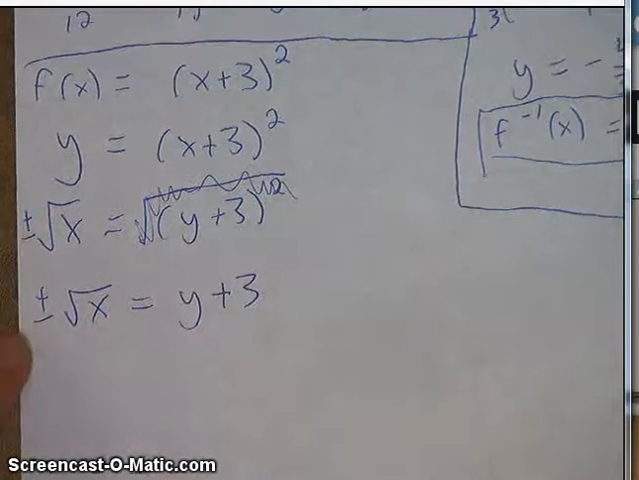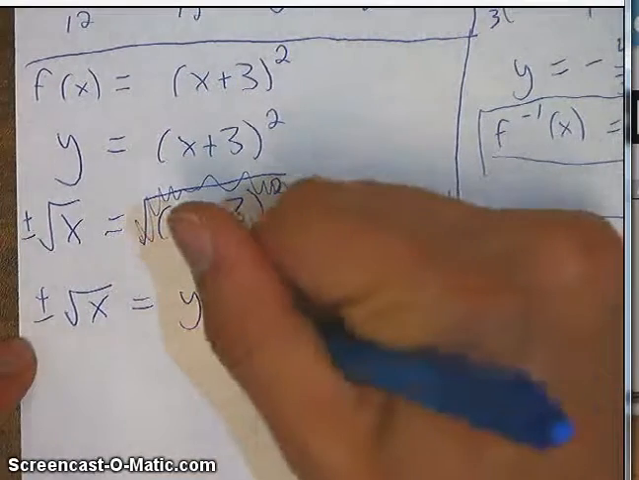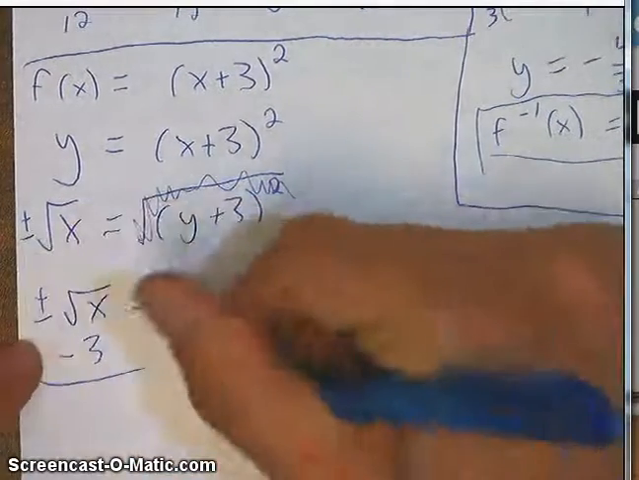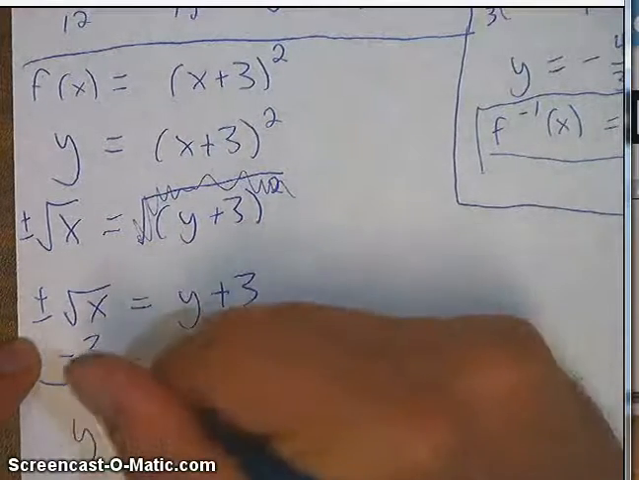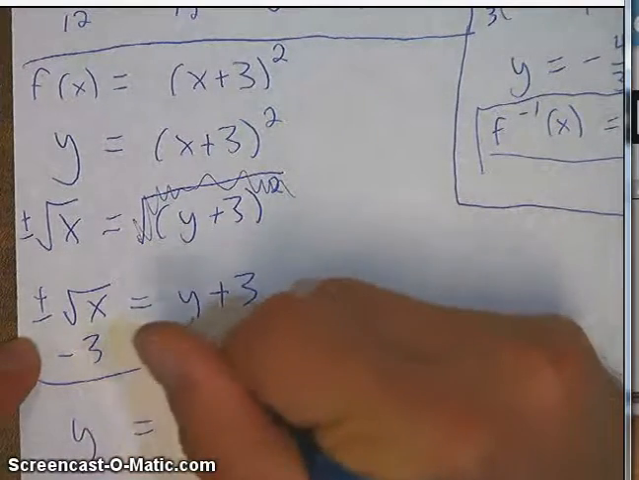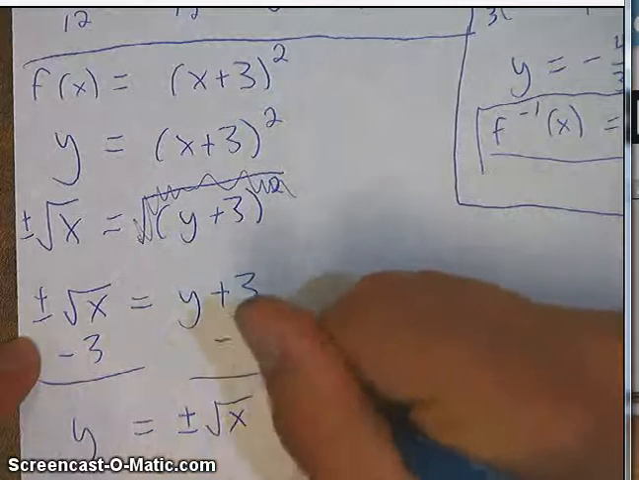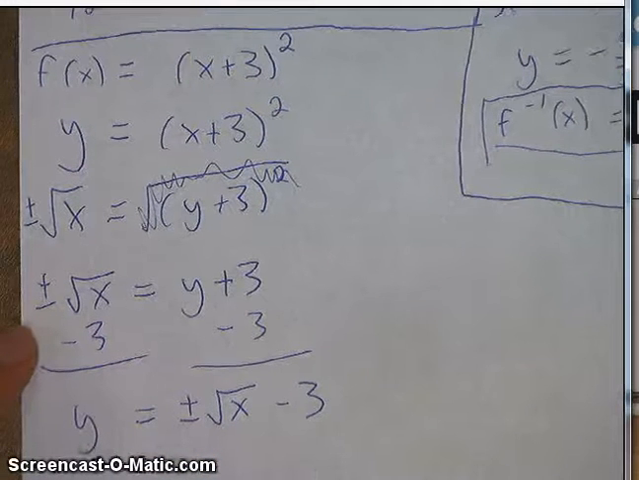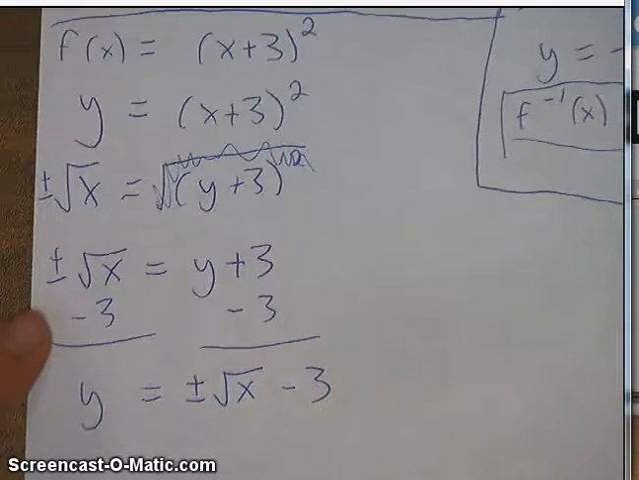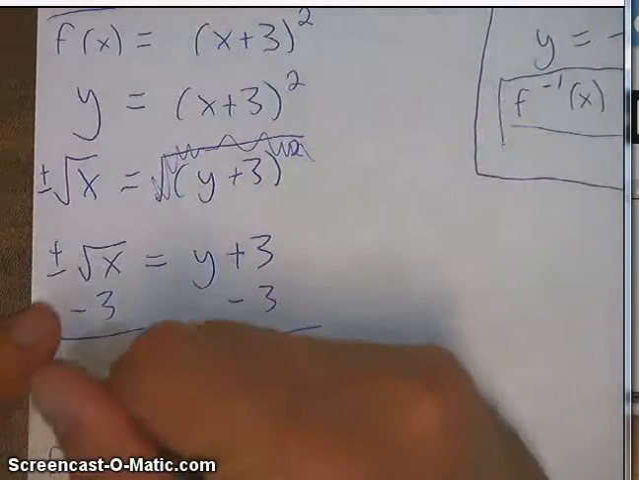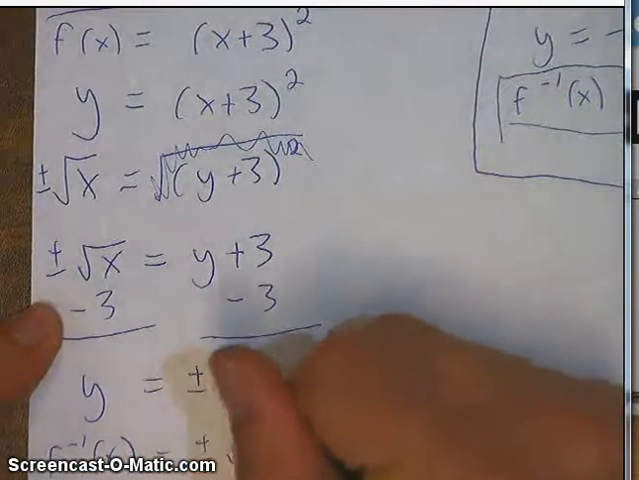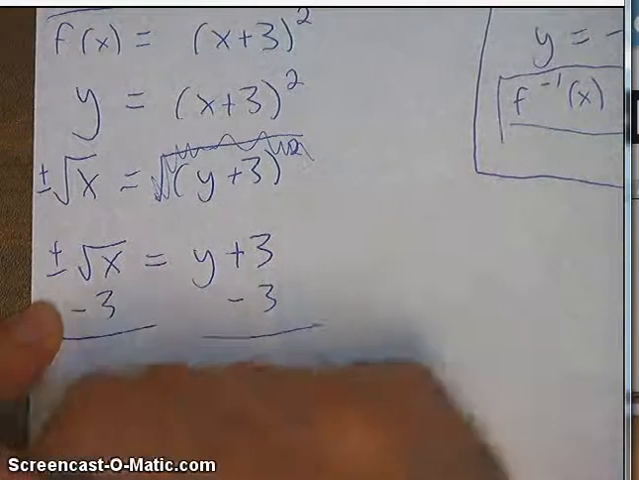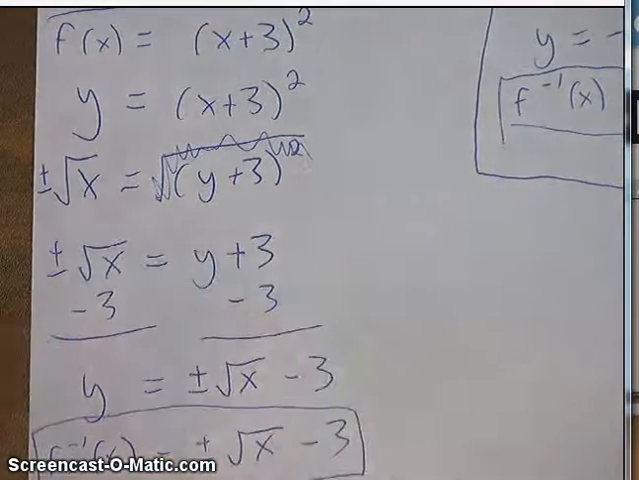At this point, I want to get the y by itself, so I'm going to subtract 3 from both sides. So I've got y equals positive and negative square root x minus 3. And the last step, of course, is to write it in function notation. f inverse of x equals positive and negative root x minus 3, and put a big box around it because that's your inverse.